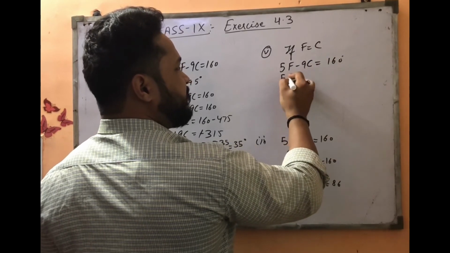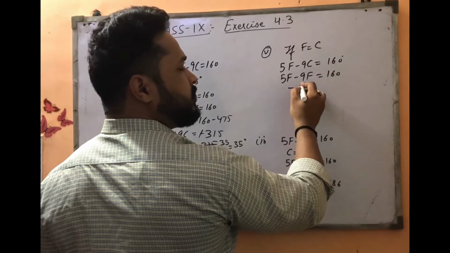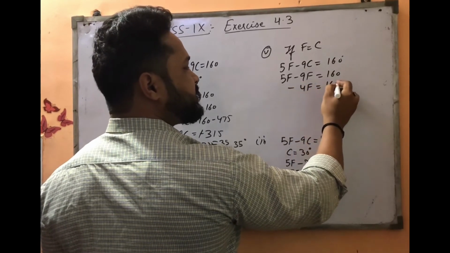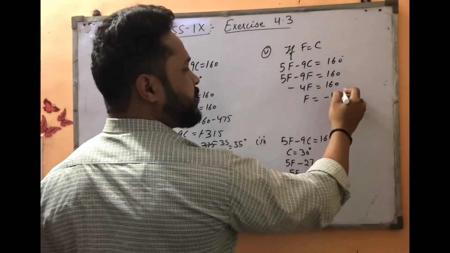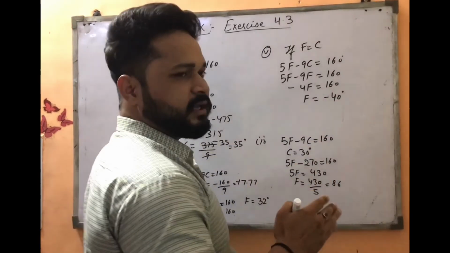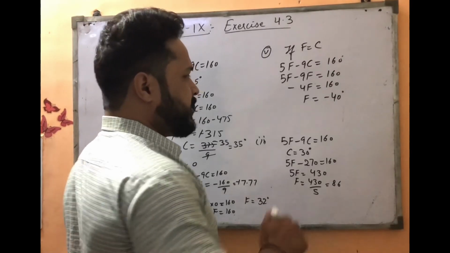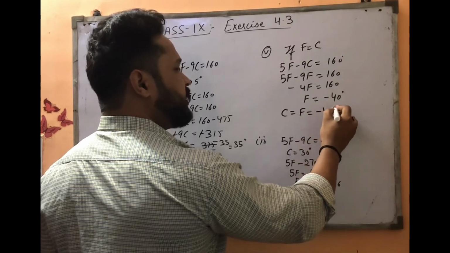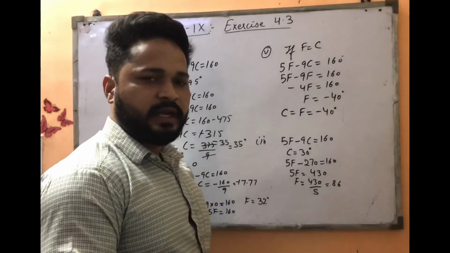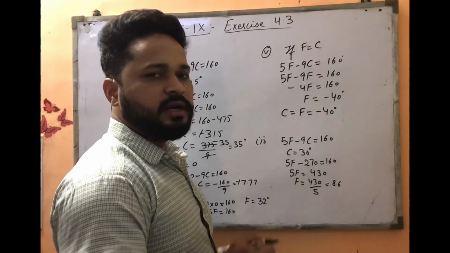So now 5F minus 9F, that is minus 4F is equals to 160. That means F is minus 40 degree. Okay. So at minus 40 degree Fahrenheit, the minus 40 degree Celsius is same. That means when Celsius is equals to Fahrenheit at minus 40 degree. So minus 40 degree temperature in Celsius and minus 40 degree in Fahrenheit, both the same temperature.